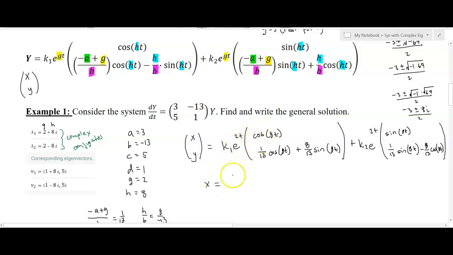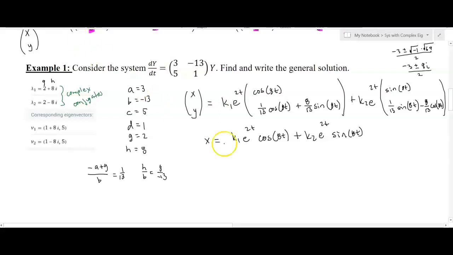So if I now distribute this through, k1 e to the 2t times cosine 8t, and this should look familiar from working with Laplace transforms. We came up with these types of solutions with Laplace transforms as well as with second order equations. And here we'll have plus k2 e to the 2t sine 8t, and that's the entire solution. So for a spring mass system, that's a very likely solution where you have damping and end up with complex roots.